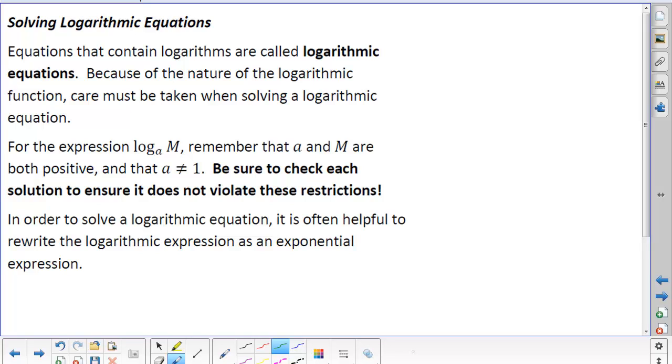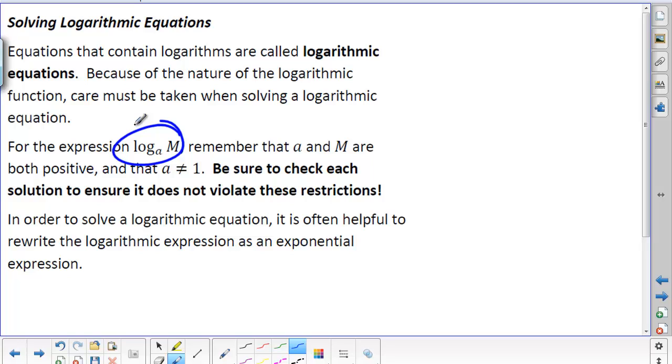All right, let's talk about solving logarithmic equations. Okay, how do we solve a logarithmic equation? Now, before we get into this, you've got to be really careful about how you solve these. The key to keep in mind is that there are some restrictions on these numbers in the logarithm.